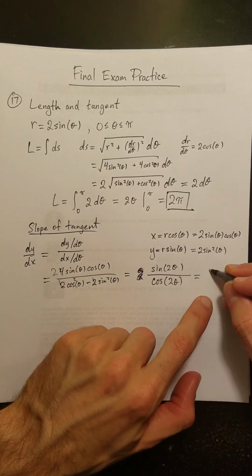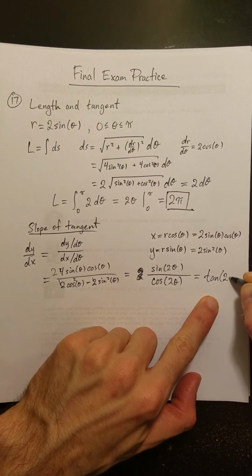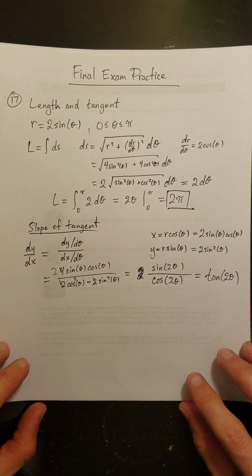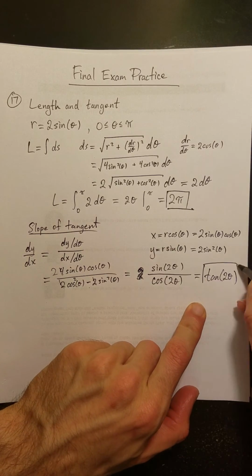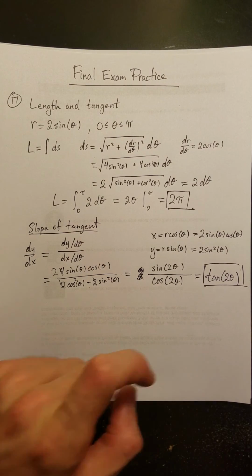And so then my slope is equal to tangent of 2 theta for each value of theta. All right, so that's the slope of my tangent line for every value of theta.